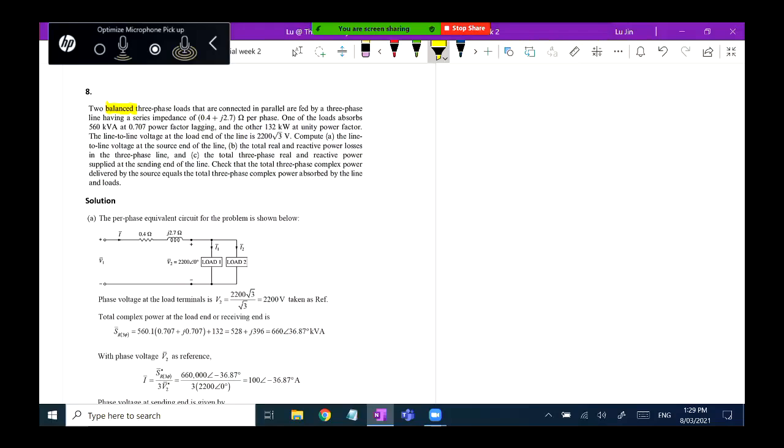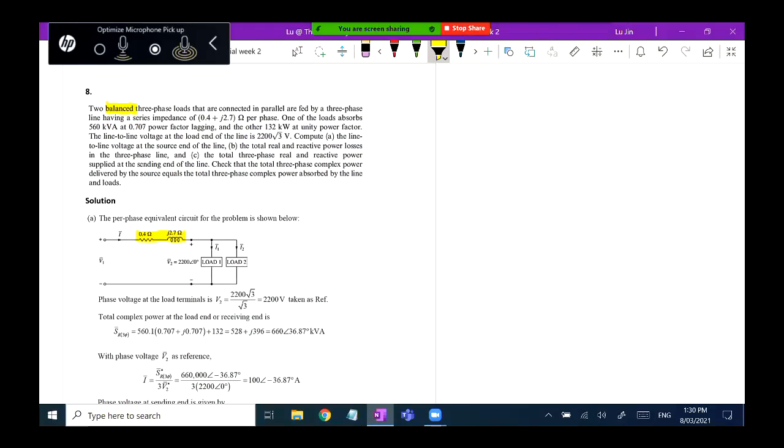Two balanced 3-phase loads that are connected in parallel are fed by a 3-phase line having a series impedance of 0.4 plus j2.7 ohms. That means this is just a 3-phase power transmission system. We don't need to worry about what happens on the source part for now, but regarding the transmission line, there are 3 lines, of course. For each single line, its impedance is 0.4 plus j2.7. This is during the transmission.